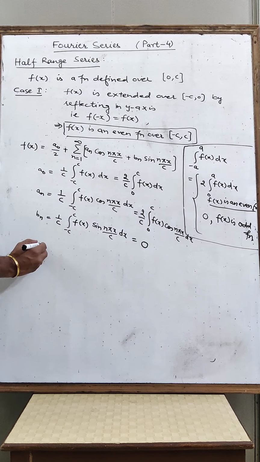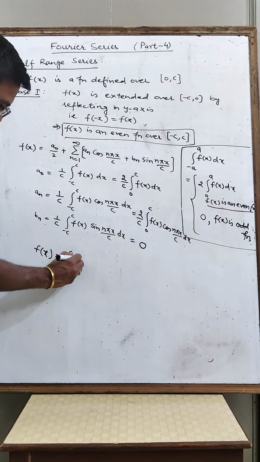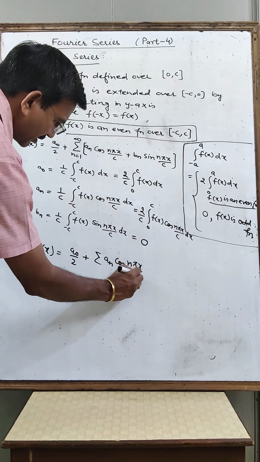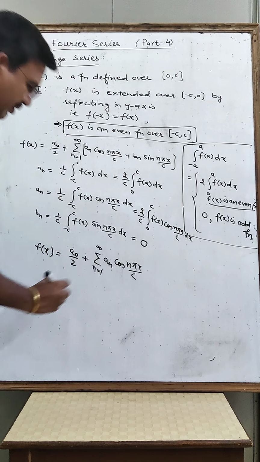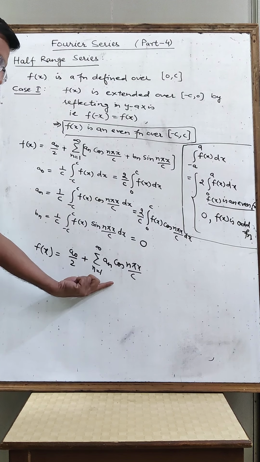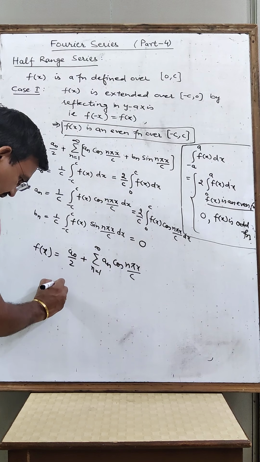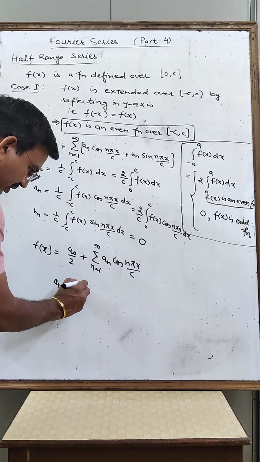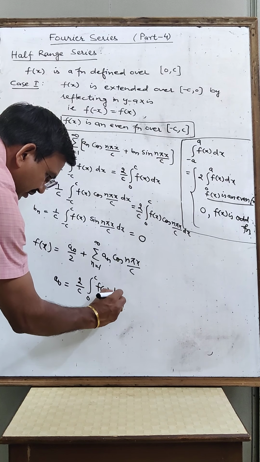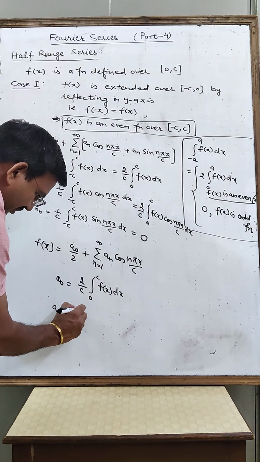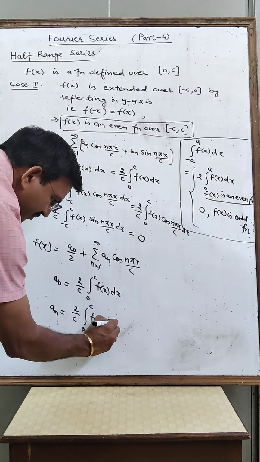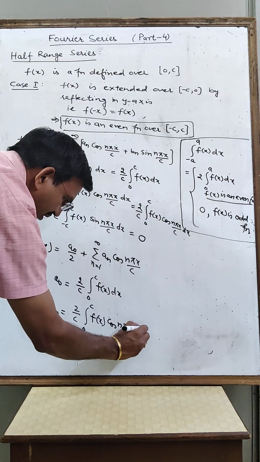So from here f(x) would be equal to a_0 by 2 plus summation a_n cos(n pi x over c), n is equal to 1 to infinity, and b_n is 0. So we will get only the cosine series. And you know what would be a_0? a_0 would be 2 by c integral from 0 to c f(x) dx, and a_n would be equal to 2 over c integral from 0 to c f(x) cos(n pi x over c) dx.